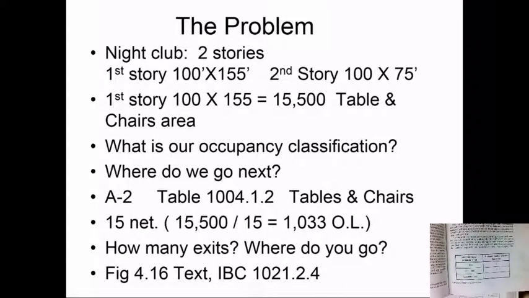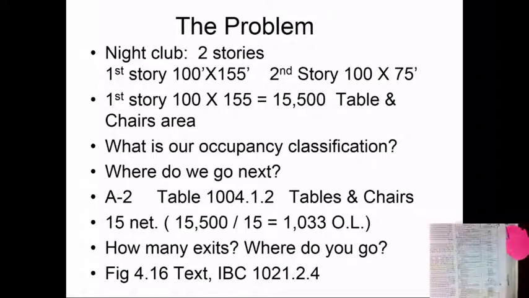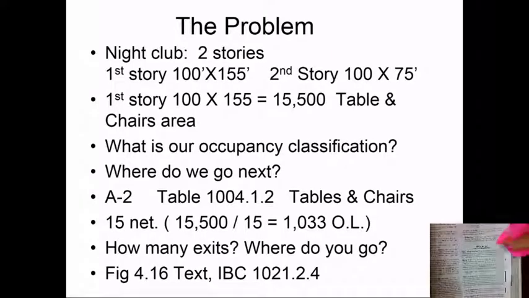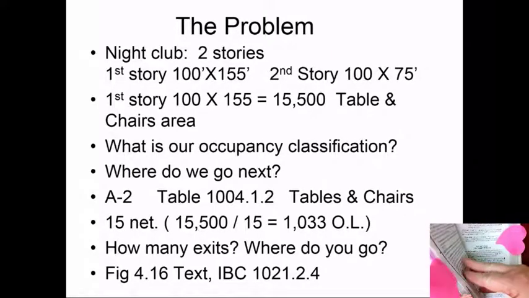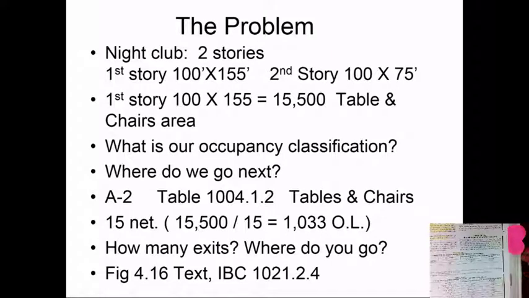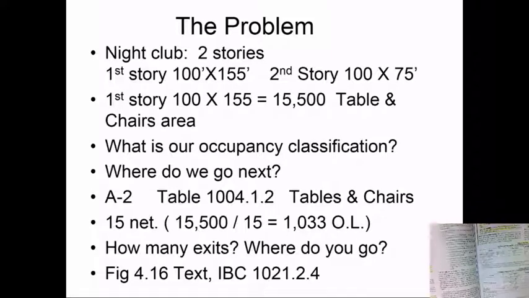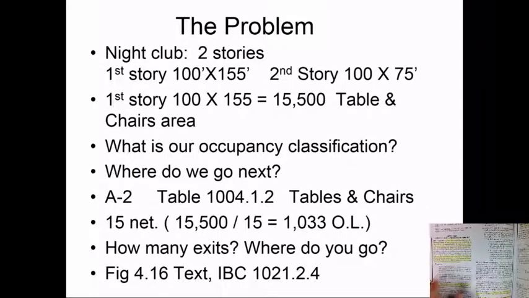So where do we go in our IBC code book? We've got to go and look at Table 1006.3.2, Number of Exits. Look at 1021. And you can find the information written in through here. What we're seeing in the book is where it says number of exits and exit configurations. Okay? So it's telling you how many exits you have to have.